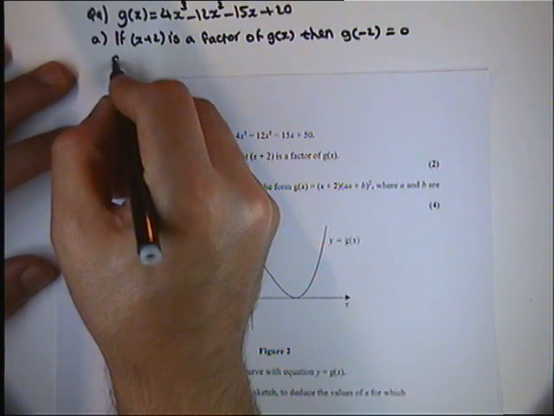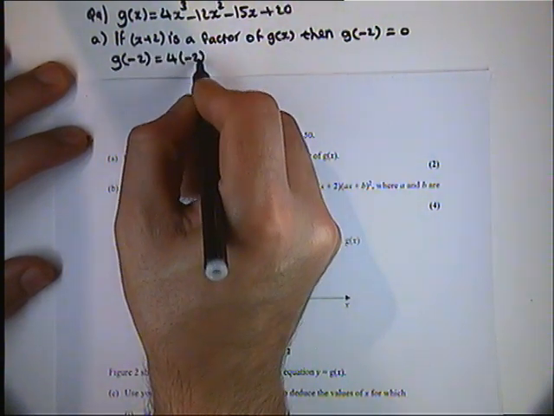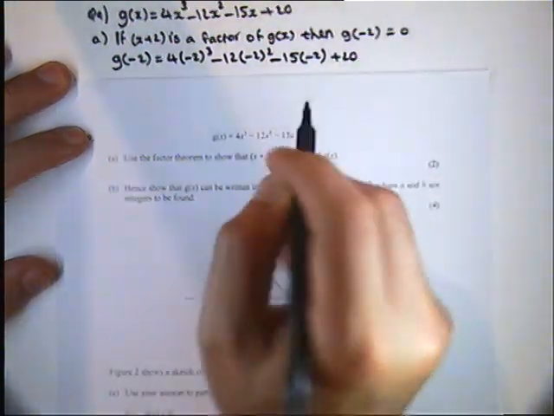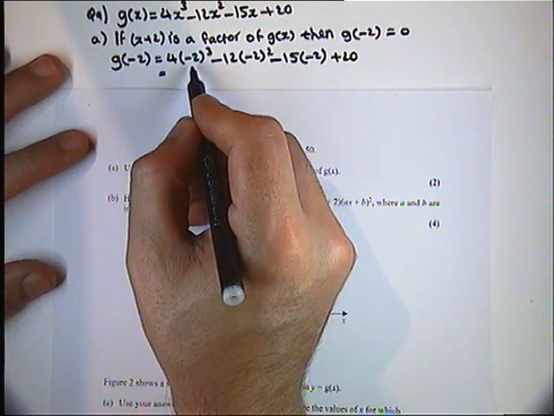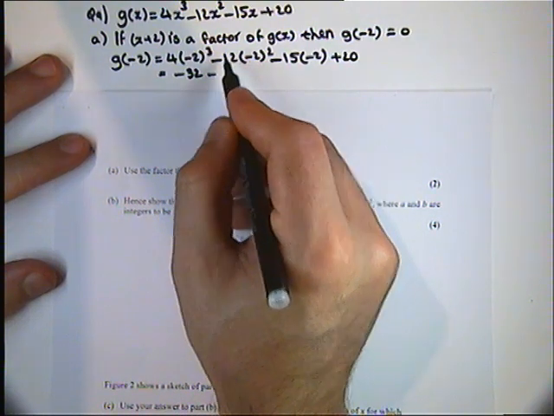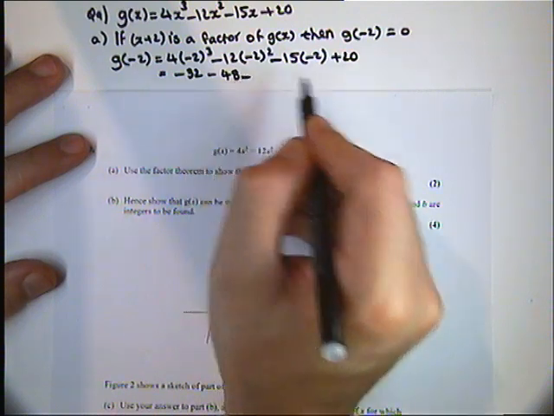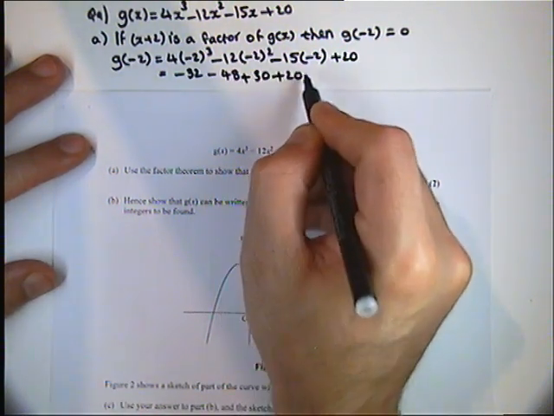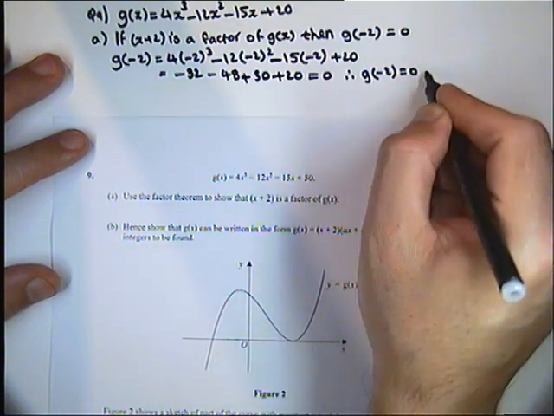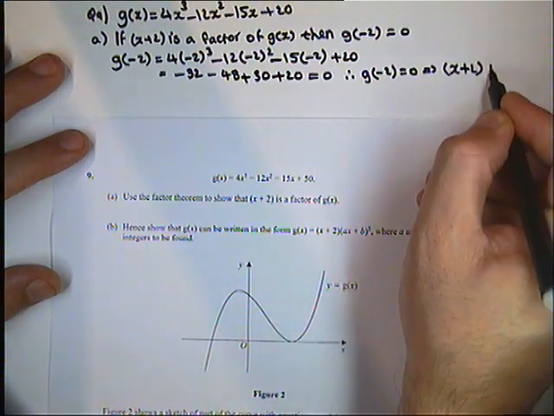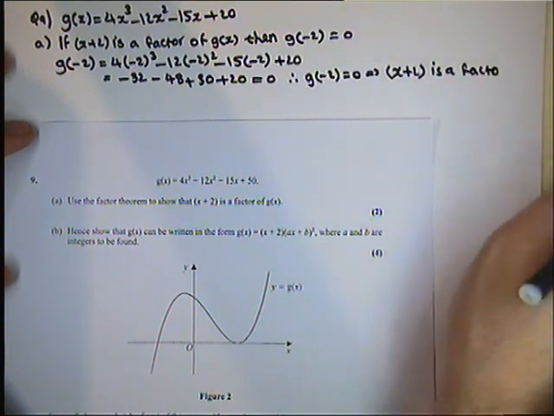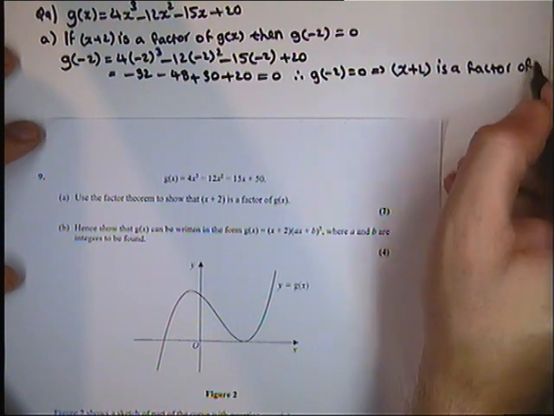Substituting minus 2 into g of x, we get g of minus 2 is equal to 4 times minus 2 to the power of 3 minus 12 times minus 2 squared minus 15 times minus 2 plus 20, which we get minus 2 to the 3 is minus 8, times 4 is minus 32, minus 4 times 12 is 48, plus 30, add 20, which is equal to 0. Therefore, g of minus 2 equals 0, which implies that x plus 2 is a factor of g of x.